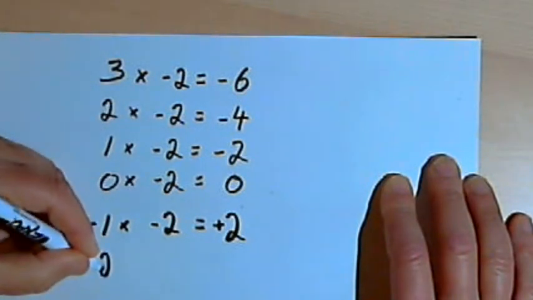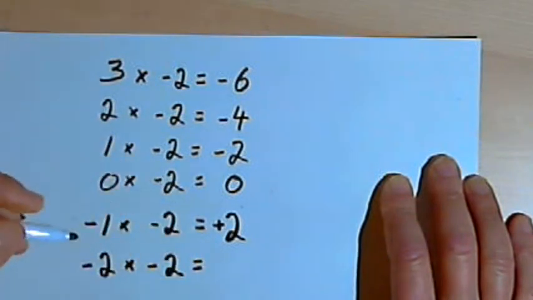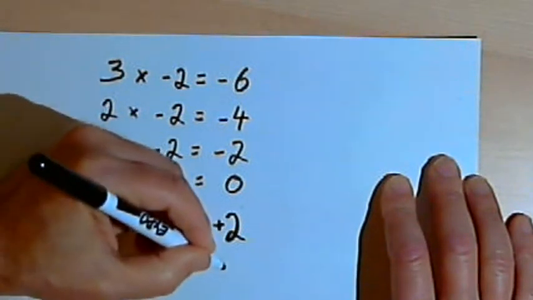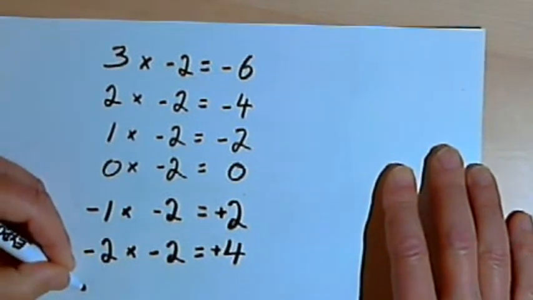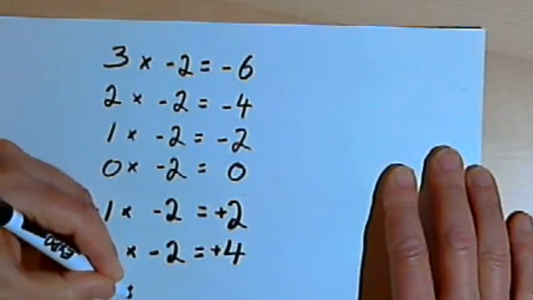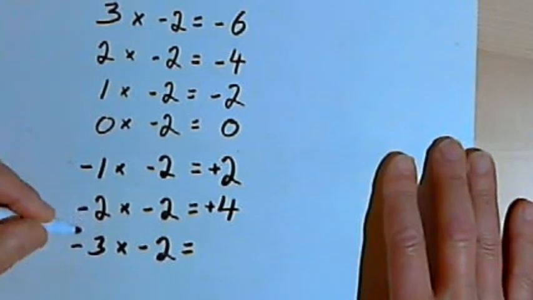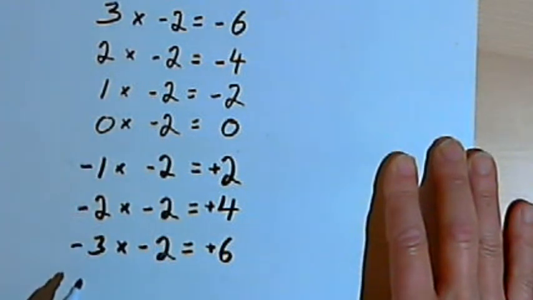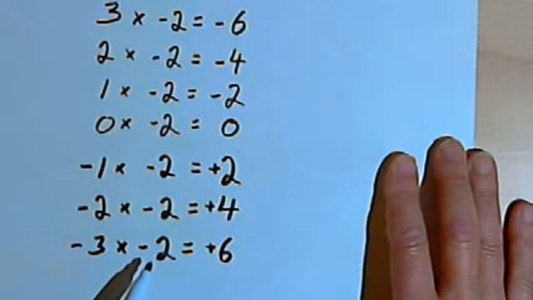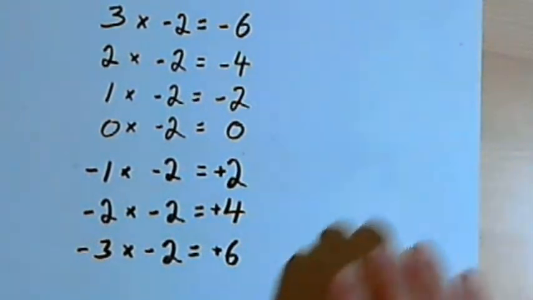If I go on to negative 2 times negative 2, I'm going to increase again by positive 2, so that would get me up to a positive 4. Negative 3 times negative 2, my product is going to increase again to positive 6. So once again what I'm seeing is that a negative times a negative is going to get me a positive. Okay? And one more way I want to demonstrate this.